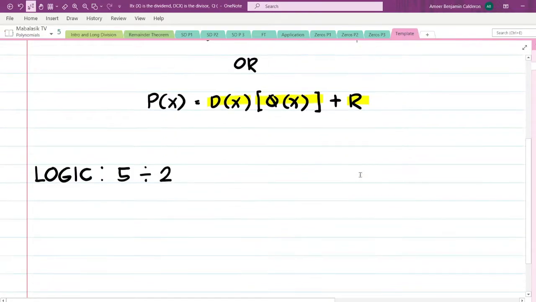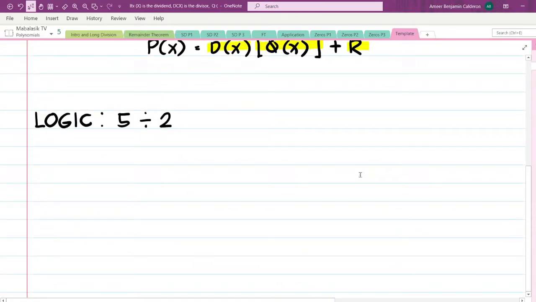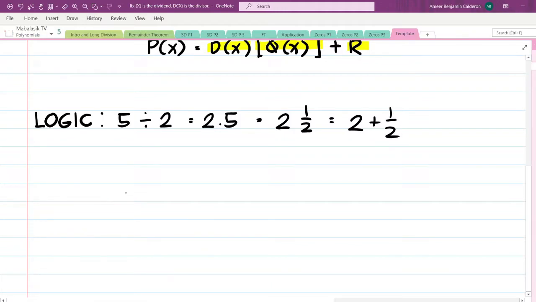Why is that so? Let us have this logic. 5 divided by 2. We know that this is 2.5, which is equal to 2 and 1/2 if we express this as a mixed number. And 2 and 1/2 we all know is equal to 2 plus 1/2. So let us use the long method on 5 divided by 2.